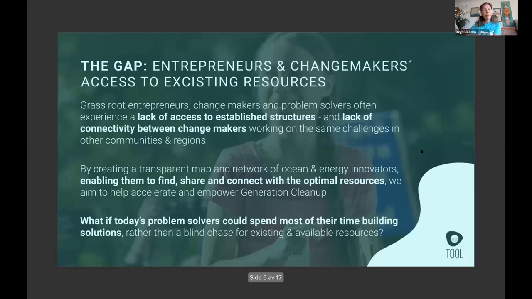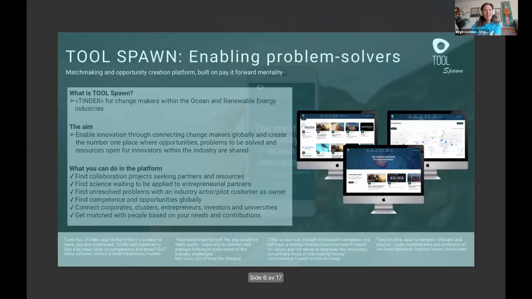So we thought that by creating a transparent map and network of ocean and energy innovators, enabling them to find, share, and connect with each other and the optimal resources, we wanted to really do a different type of initiative, helping accelerate and empower generation cleanup. Because we thought, what if today's problem solvers could spend most of their time building solutions rather than chasing existing and available resources? So this is what we have just launched this past week, the tool Spawn, a matchmaking and opportunity creation platform built by, with, and for entrepreneurs.